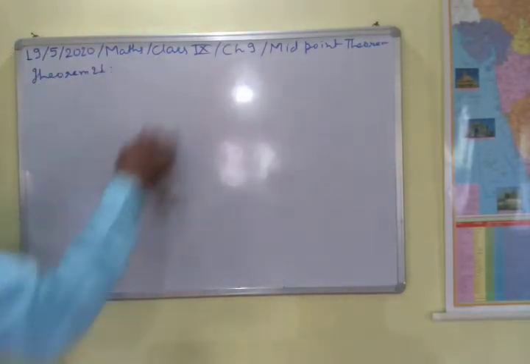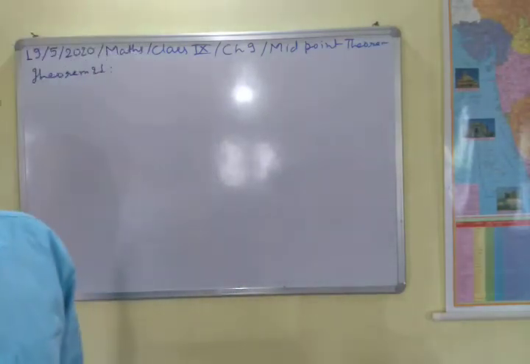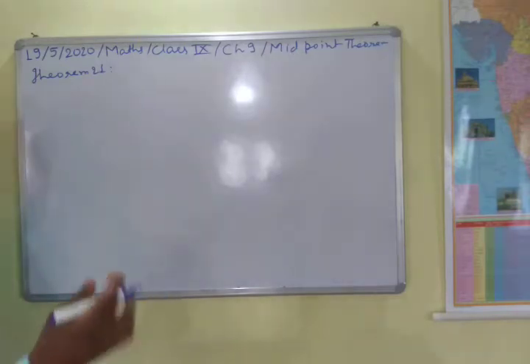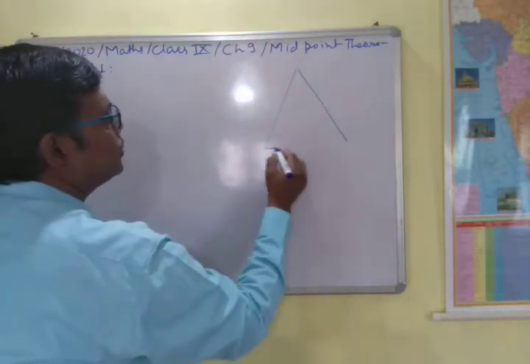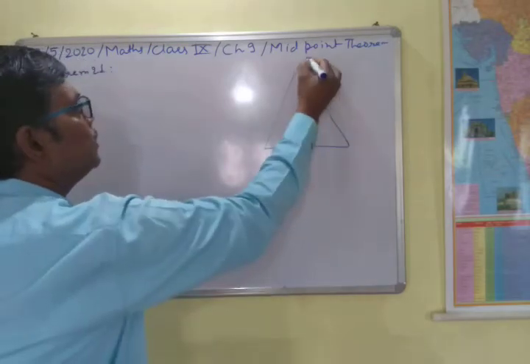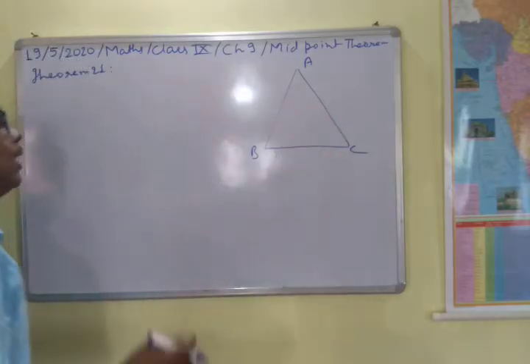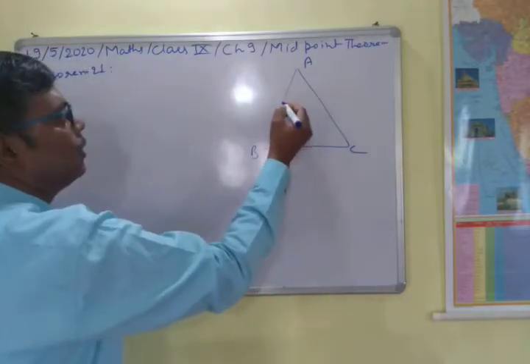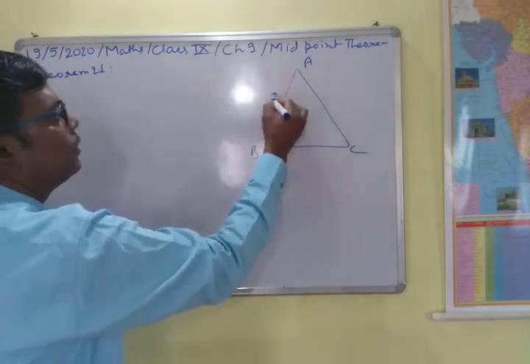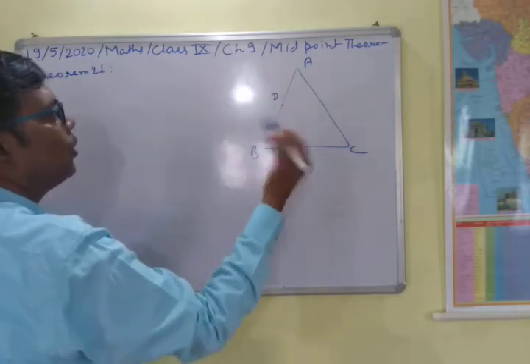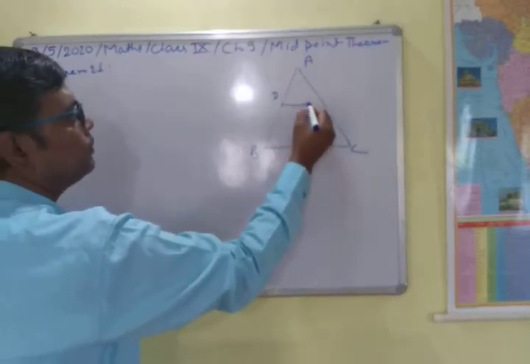In this Theorem 21, which is the converse of Theorem 20, it states that in any triangle, the figure is the same as in the previous cases. ABC is a triangle, and we take the midpoint of AB, only one midpoint here. This is the point D, and then draw a line from point D parallel to BC, like this.